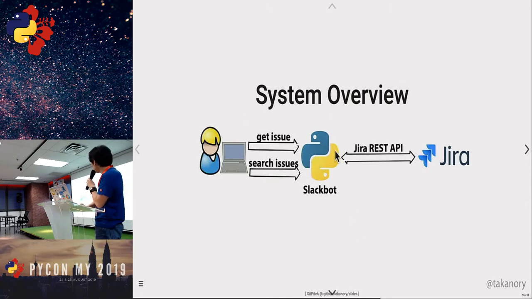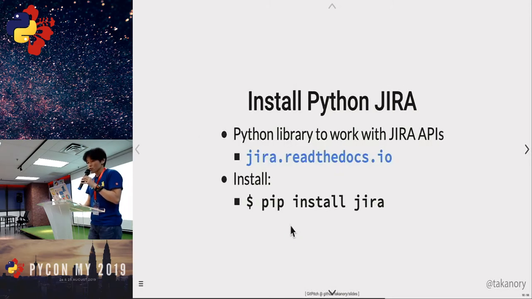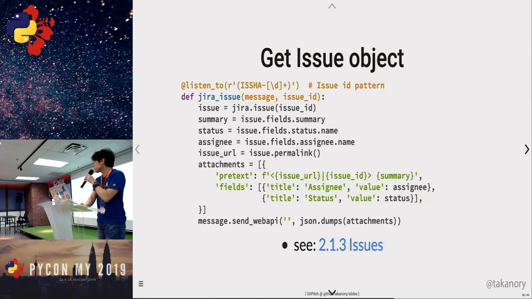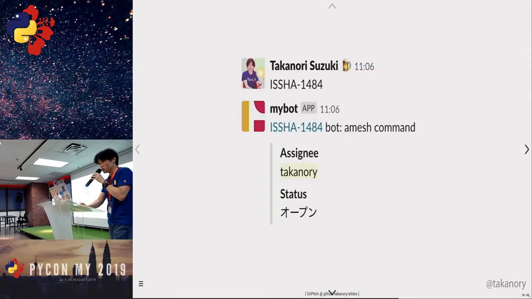If I send "get issue", Slackbot accesses Jira with the Jira REST API and sends the issue information. Python Jira is a Python library to work with Jira APIs. It's useful. For authentication, I log in with my user and password. With jira.issue and the issue ID, I get the Jira issue object. Then I get some information, create an attachment dictionary for Slack and send it. That's it. This is the result.